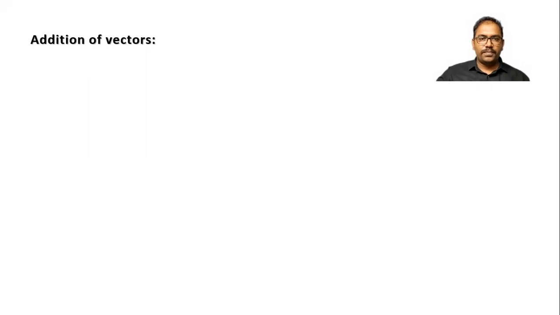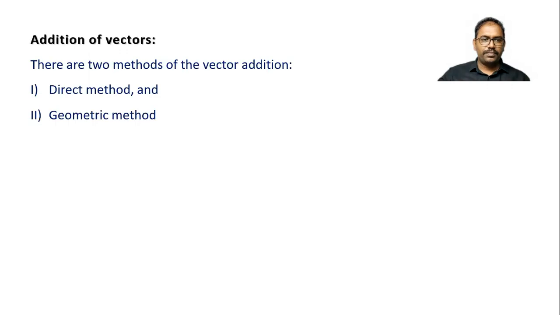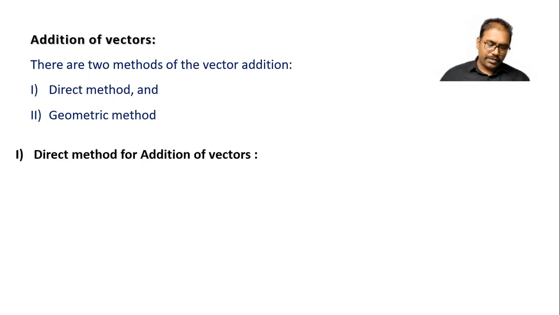Addition of vectors. Now what is addition of vectors? Basically here we have to learn vector algebra. Vectors have separate methods to add, subtract, multiply. So these methods we have to learn. First we start with the addition of vectors. There are two methods of addition of vectors. The first one is the direct method and the second one is the geometric method. Let me learn the direct method for addition of vectors first.